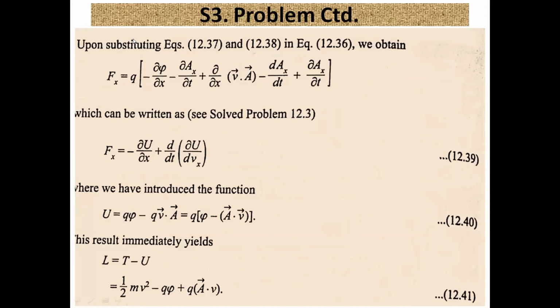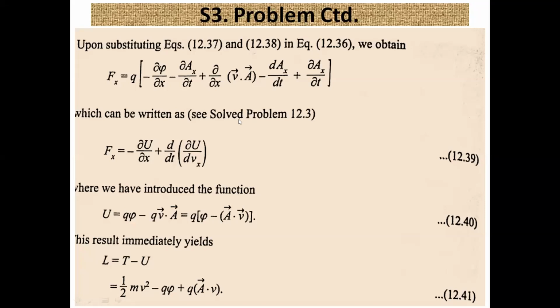S3. It is a continuation slide. So yeah, it is okay. So the x component of the Lorentz force, in view of what I have put in the earlier slide, comes out to be what is written here as the first equation. Fx equal q times whole multiplied by minus del phi del x minus d Ax dt plus del x of v dot A minus dAx dt plus del Ax del t.